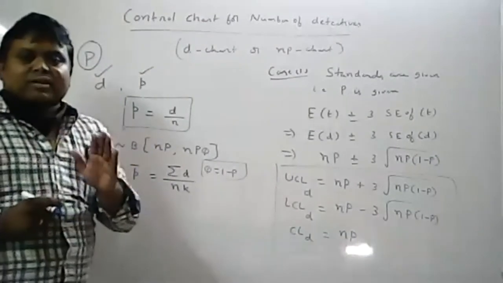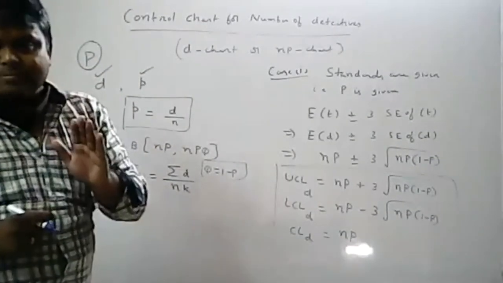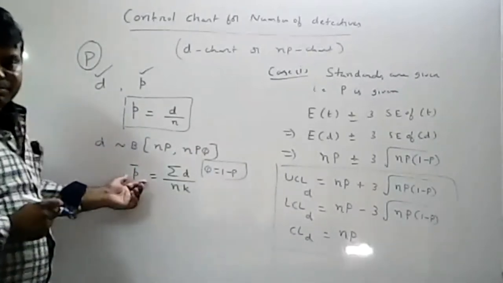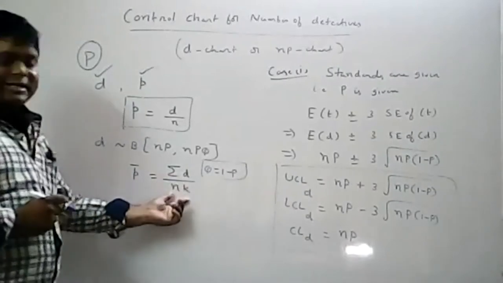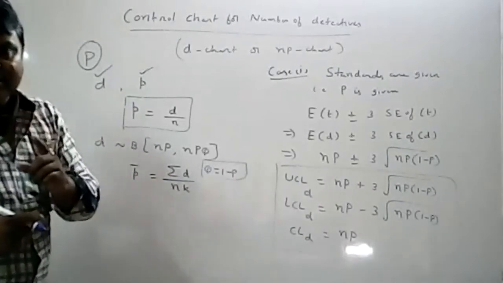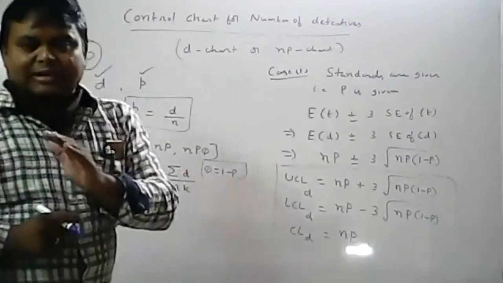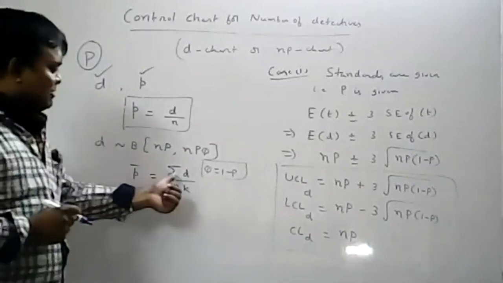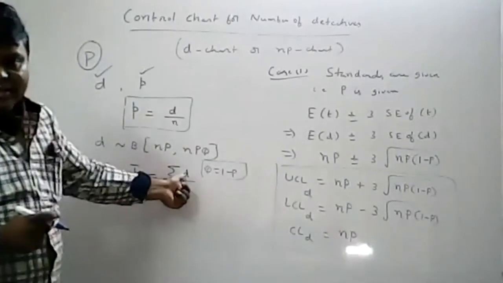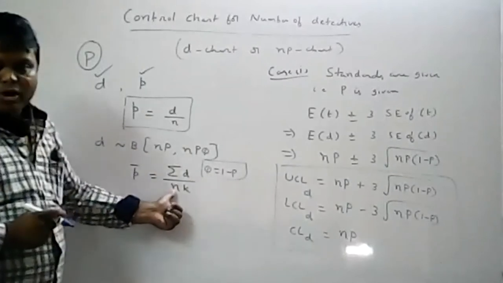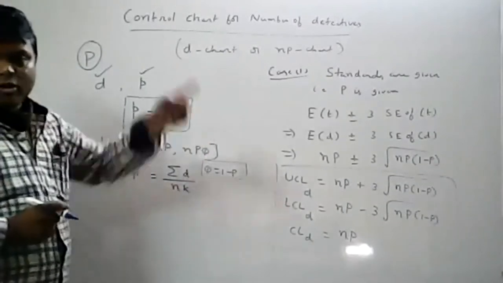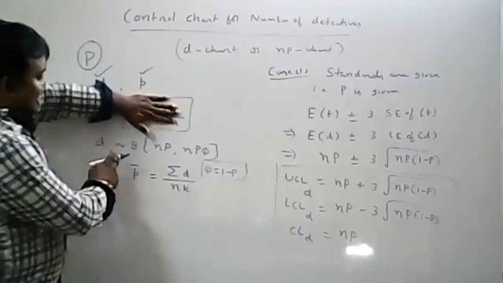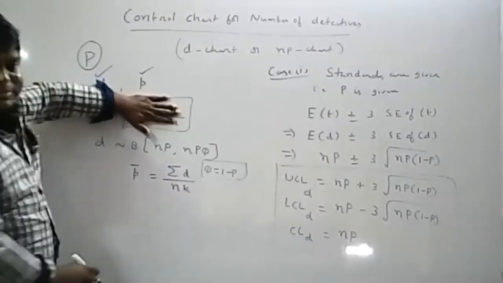But we are not constructing proportion defectives. We are constructing only number of defectives. So you still require P bar. How will you get the P bar without calculating P? The P bar formula is summation D by NK, because you are constructing only D chart. P values are not required. Directly you can calculate P bar, because defective values are given to you. Just add the defective values, and N is how many observations are considered in each sample, and K is how many independent samples are given. So directly P bar can be calculated as summation D by NK.